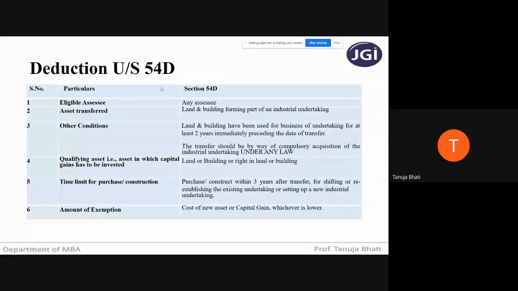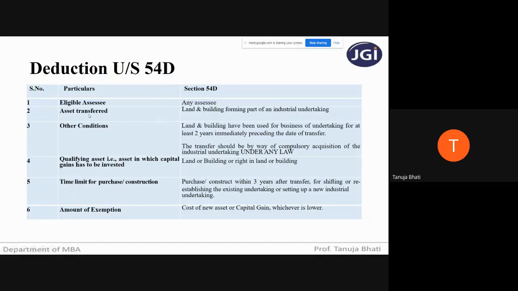Next section, deduction under section 54D. Under section 54D, the eligible SSC is any SSC. Till now we saw section 54 and 54B, where the deduction was available only to individual and HUF. But 54D is available to any SSC, let it be a company, partnership firm, or LLP. It is available to any SSC.